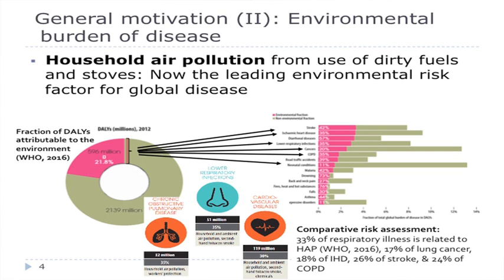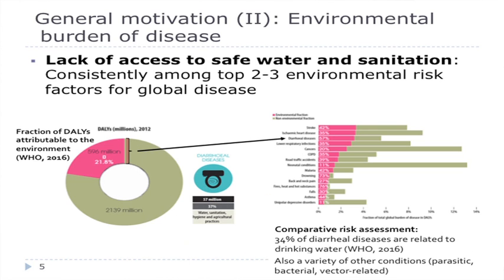Now, another significant proportion of this is related to lack of access to safe water and sanitation. It's consistently among the 2 to 3 top environmental risk factors for global disease, depending on which country we're looking at. And here we're talking primarily about waterborne illness. 34% of diarrheal diseases, for example, are linked to poor drinking water quality. And there are a variety of other conditions related to poor water and sanitation.